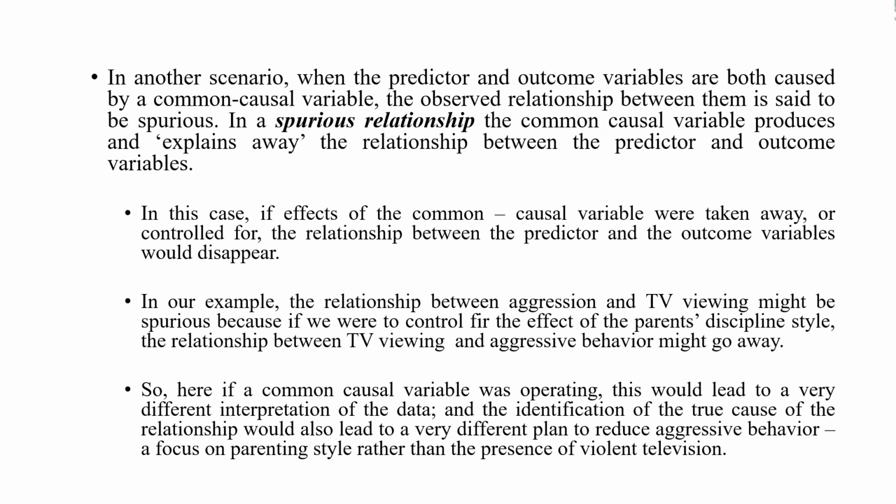In this case, if the effects of the common causal variable are taken away or controlled for, the relationship between the predictor and outcome variables might disappear altogether, because the third variable is controlled for. In our example, the relationship between aggression and TV viewing might be spurious, because if we were to control for the effects of parents' disciplinary style, the relationship between aggressive television viewing and aggressive behavior might just vanish. It is not there.